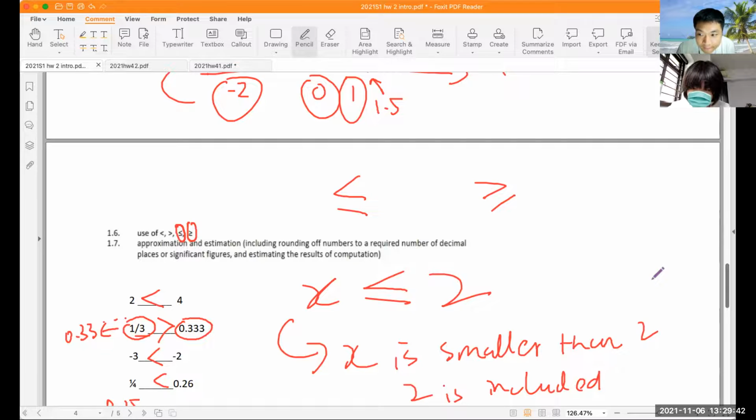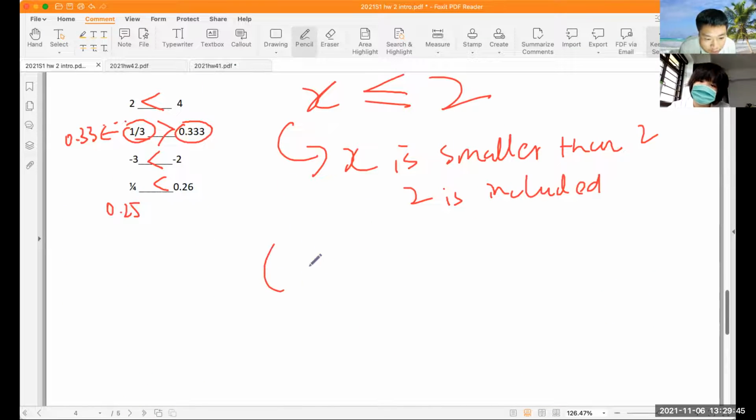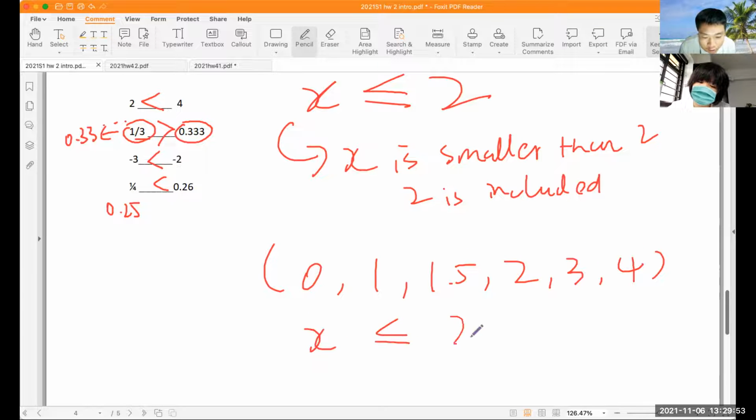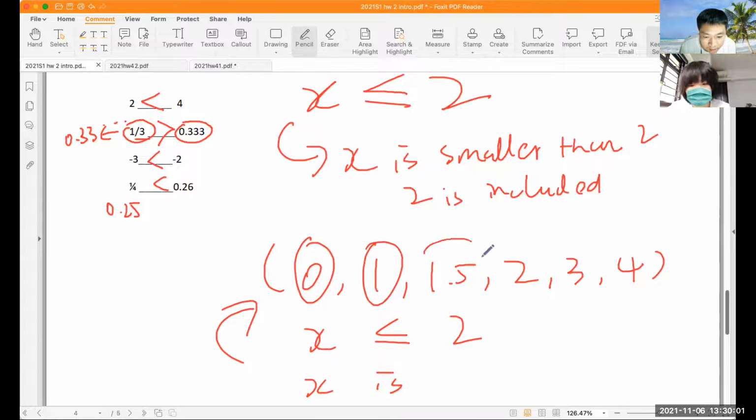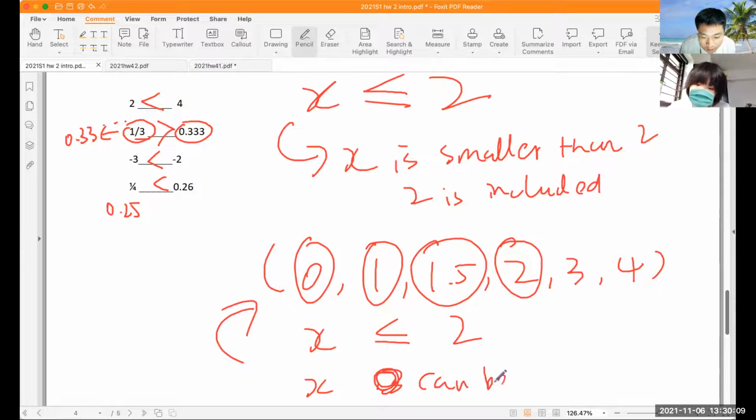All right. So if I give you a few numbers, 0, 1, 1.5, 2, 3, 4, and I ask you, x is smaller than or equal to 2, out of these you need to pick 0, 1, or 1.5. Do you think 2 is included? Yes. So basically x can be 0, 1, 1.5, and 2. If the equal sign is not there, then your 2 cannot be there. Make sense?